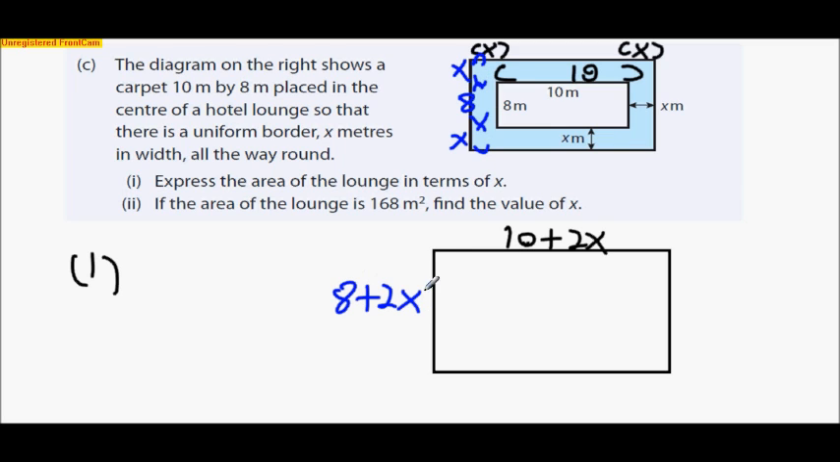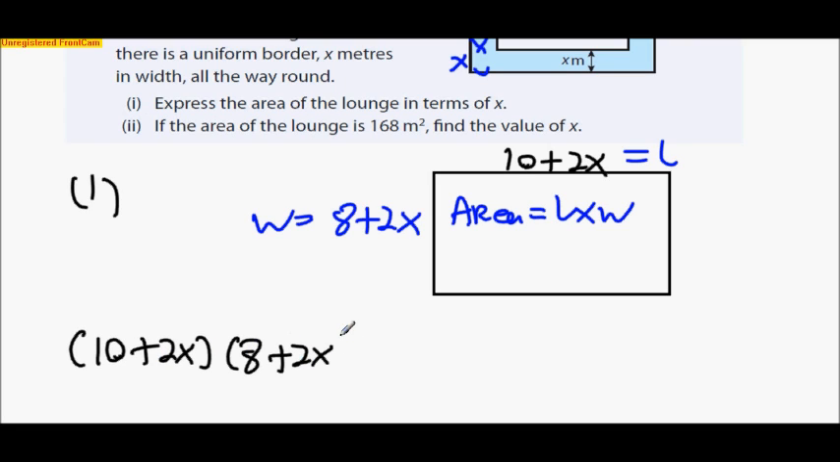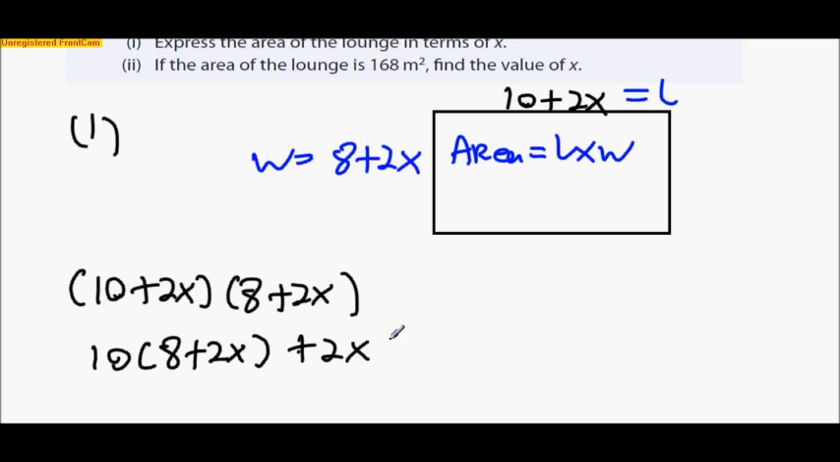Now, area equals length multiplied by width. We call this one the length and this one the width. So now we've got to multiply them both by each other. So we're going to get 10 plus 2x by 8 plus 2x. We're going to multiply these out. So we're going to get 10 into 8 plus 2x, plus 2x into 8 plus 2x. Going to multiply them out.